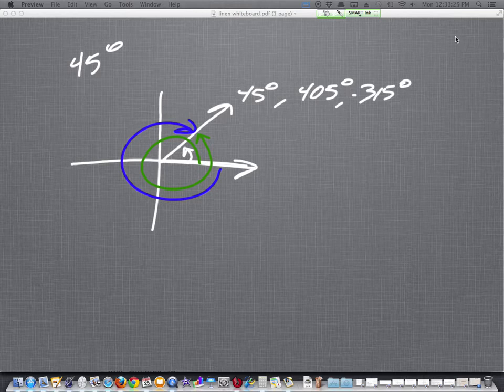How many possible coterminal angles are there for each angle? Infinite, because all I have to do is keep adding 360 or keep subtracting 360. I can get as many coterminal angles as I want. We're just looking for one that's positive and one that's negative.